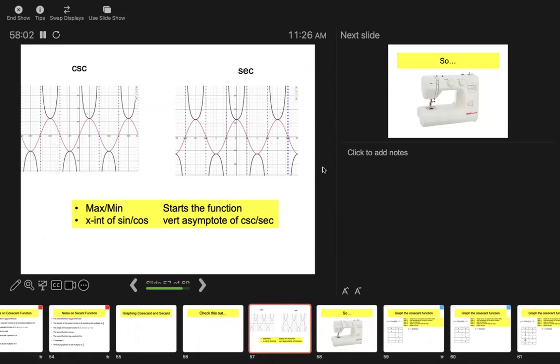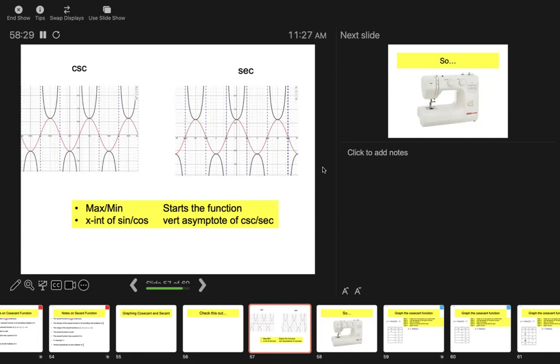On both, I graph sine and cosine along with it because look what happens. Let's look at cosecant over here. Notice red is your sine. The x-intercepts of sine are where the vertical asymptotes occur. The high and low points of sine are where cosecant starts. Cosecant starts at the high point of sine and the low point of sine.